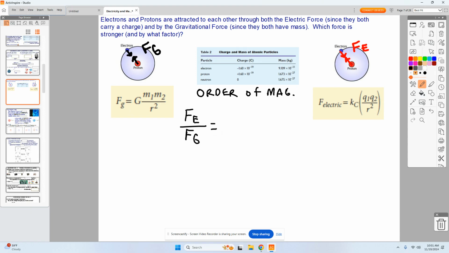The electric force is described by this equation. So I'm going to write it in symbol form. Coulomb constant multiplied by the charge of an electron multiplied by the charge of a proton divided by r squared.